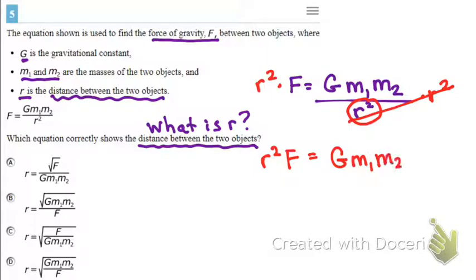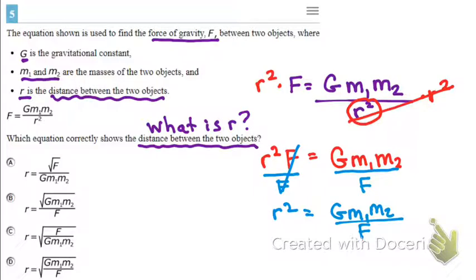So now we have R squared times F equals G, and then everything else stays the same, M1 and M2. Now I want R by itself, but it's being multiplied by F. So let's move that F to undo multiplying. I do the opposite of multiplying, which is to divide. So let's divide by F because F divided by F is 1, so that cancels out. So we have R squared equals G, M1, M2, all that divided by F.